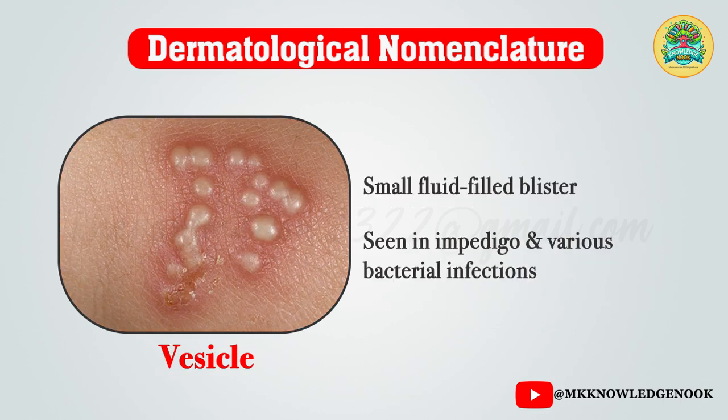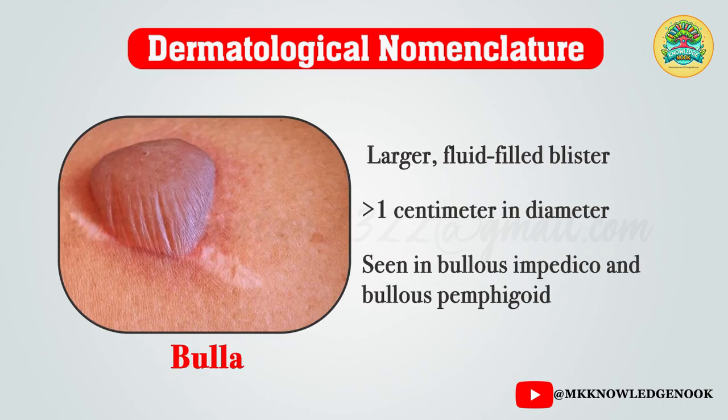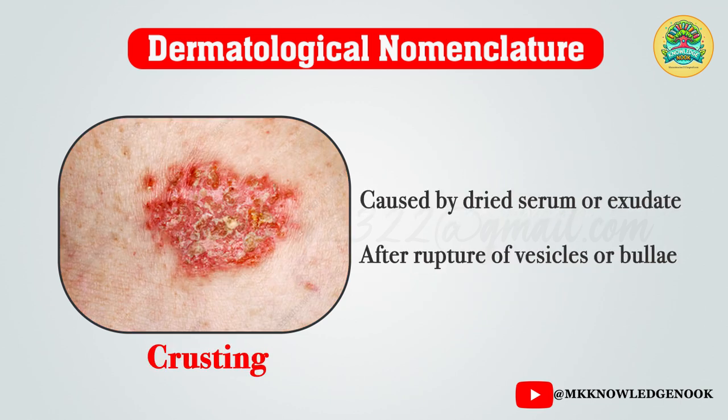A vesicle is a small fluid-filled blister, typically seen in impetigo and various bacterial infections. Bulla is a larger fluid-filled blister, measuring more than 1 centimeter in diameter. They commonly occur in bullous impetigo and bullous pemphigoid. Crusting is caused by dried serum or exudate, typically after rupture of vesicles or bulla.